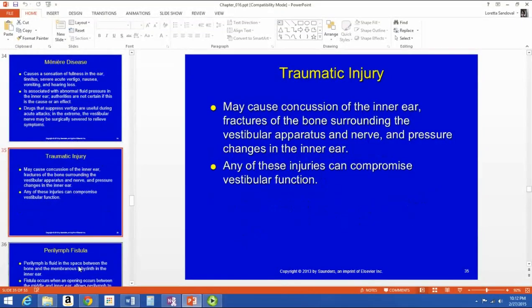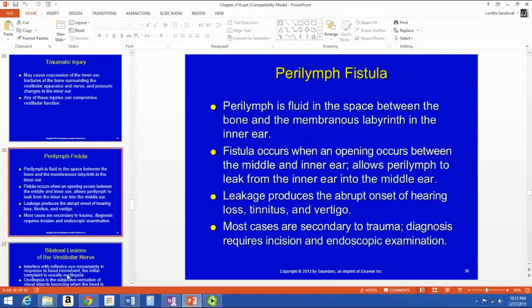So traumatic injuries can cause concussion of the inner ear. It can fracture bone surrounding the vestibular apparatus and nerve, and cause pressure changes in the inner ear, which affects the vestibular apparatus. So any of those injuries can compromise vestibular function just because you're changing things in the area where it lives, the vestibular apparatus.